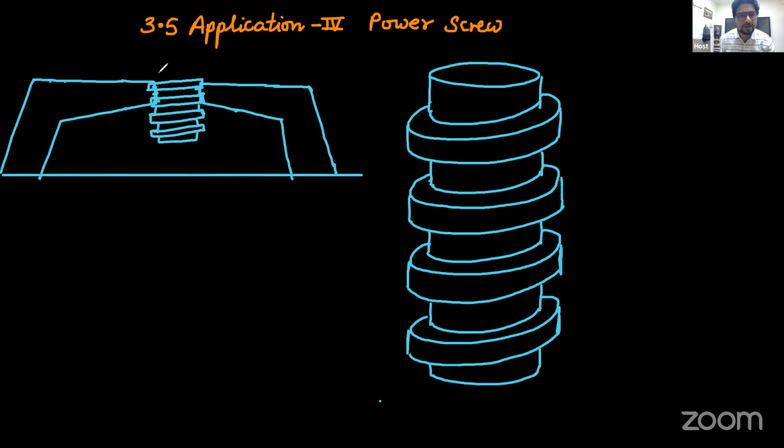And then, my dear friends, at the top we have some kind of weight kept over it. I hope now the arrangement is clear. Even though I have represented that weight as a very small box, that weight could be your automobile vehicle. That weight could be the entire truck.